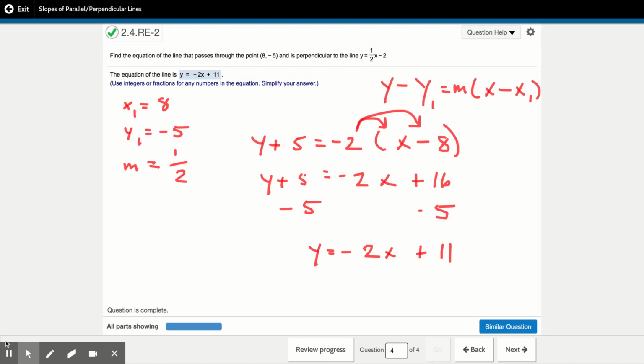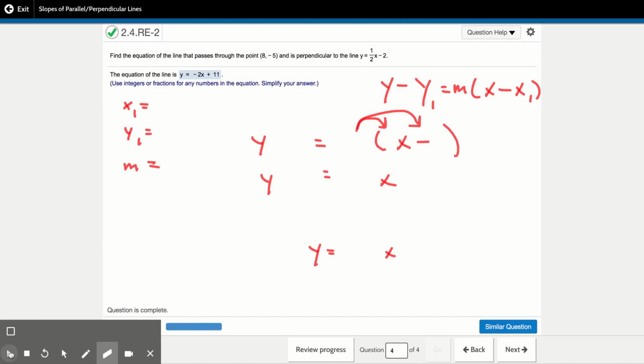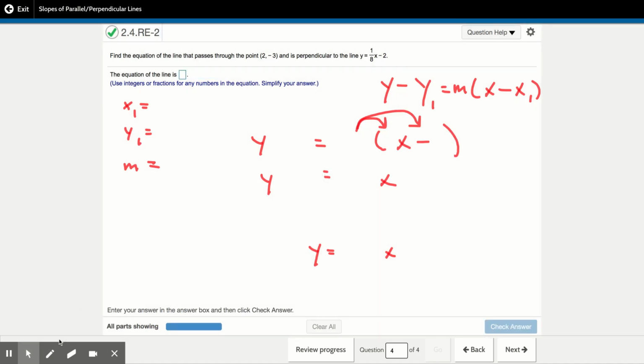All right, let's do one more of these, so that we remember our process. For each type of setup, parallel or perpendicular, the process is not going to change, right? You notice I've got some of the same stuff on the screen. The only thing that changes are my numbers, right? So as I try a similar question, we're going to approach this again. We have a new coordinate point. Our x1 is 2, our y1 is -3, and my slope here is 1/8, right?